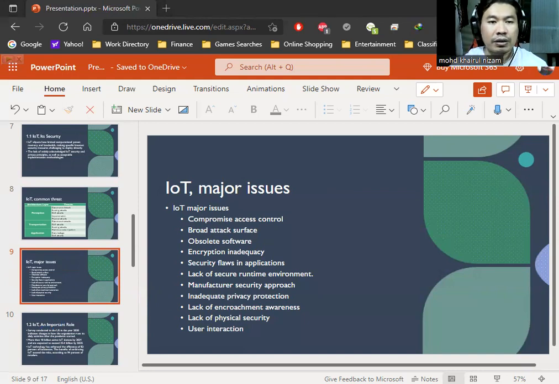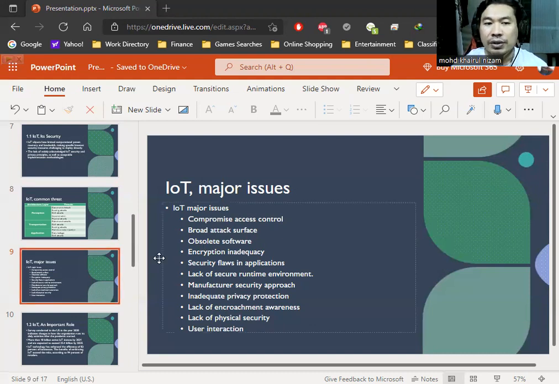The first major issue is compromised access control. Whenever we buy a device, often the device comes with a default password. It's the same for all devices of the same model that are manufactured. There will be problems when this device is linked to the internet because it potentially allows others to gain access using the default password.